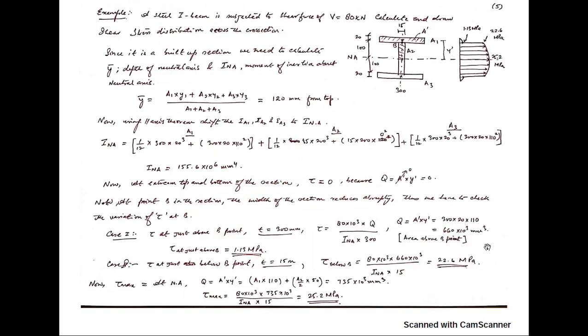So let's take another example. This is an example I have also taken from a book, and this is a built up section, and you can calculate the shear stress in this section. First of all, you have to calculate the depth of the neutral axis by the same formula that I have described, by the first moment of area, the summation of the first moment of area about either the top or the bottom. So that's how you can calculate the depth of the neutral axis.